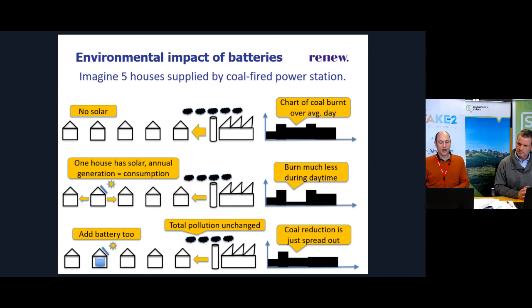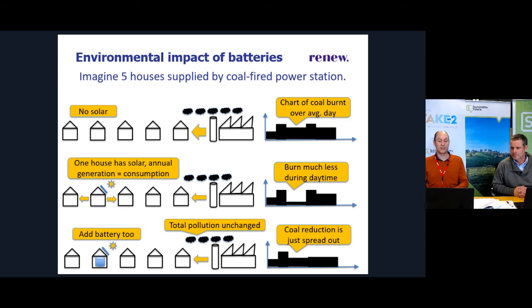So yes, we've reduced the amount of coal being burnt, but only to the same extent as the second row. All the battery's done is time shifted the generation of the solar, and it's time shifted the reduction in the coal burning.